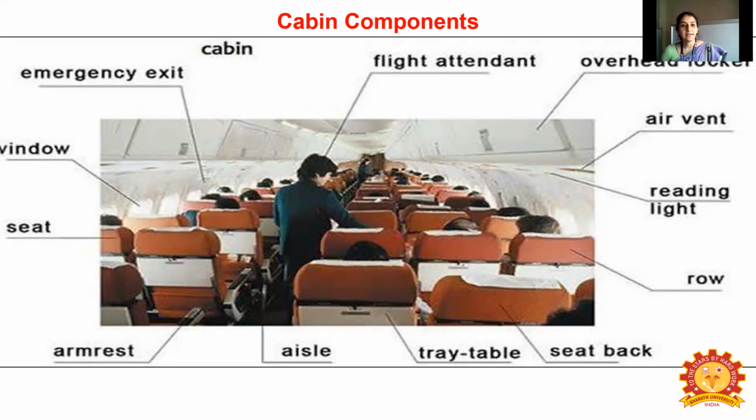Okay, and as a flight attendant, or a person who would like to work in an aircraft or in an airline, should know these basic terminologies like emergency exit, and then the window seat, and then armrest. Aisle, aisle is the space which you walk through. In the middle, whatever space you walk through, that is called aisle. And then tray table. Tray table is the tray which is attached to the seat behind. So all these are the basic components of a cabin.